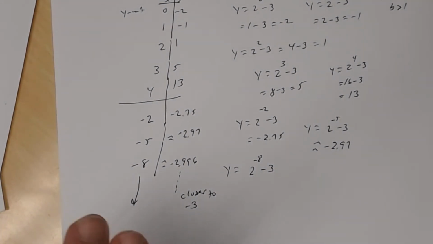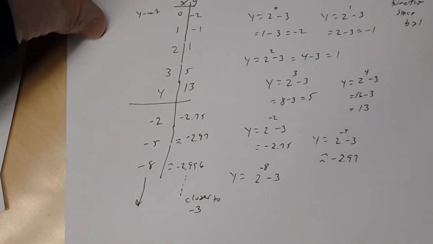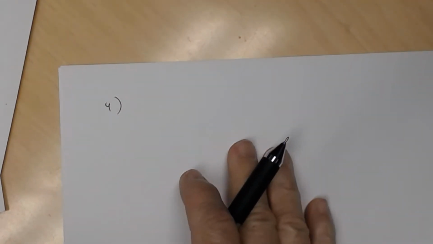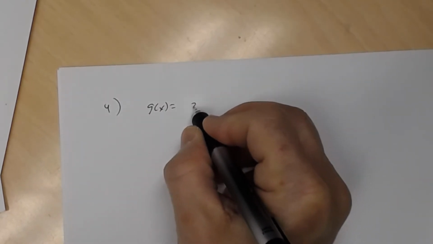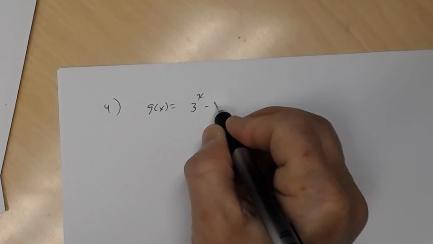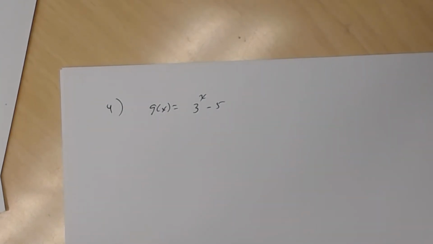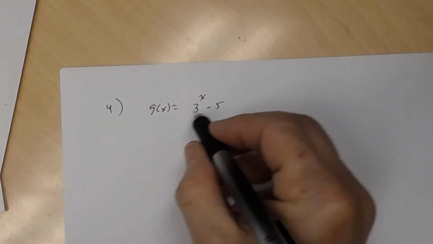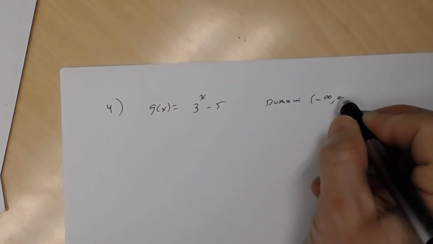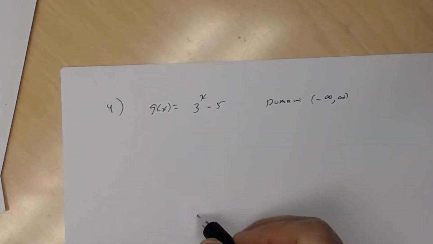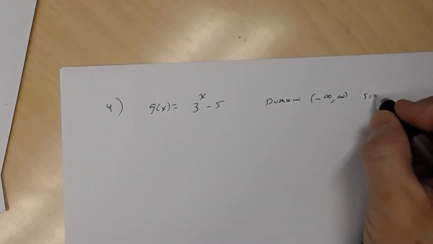Now, just real quick, let's look at number 4. Let's suppose we wanted to graph g of x equals 3 to the x minus 5. At this point, let's use everything we've learned. So domain, all real numbers. Why is the domain all real numbers? Because it's an exponential function.